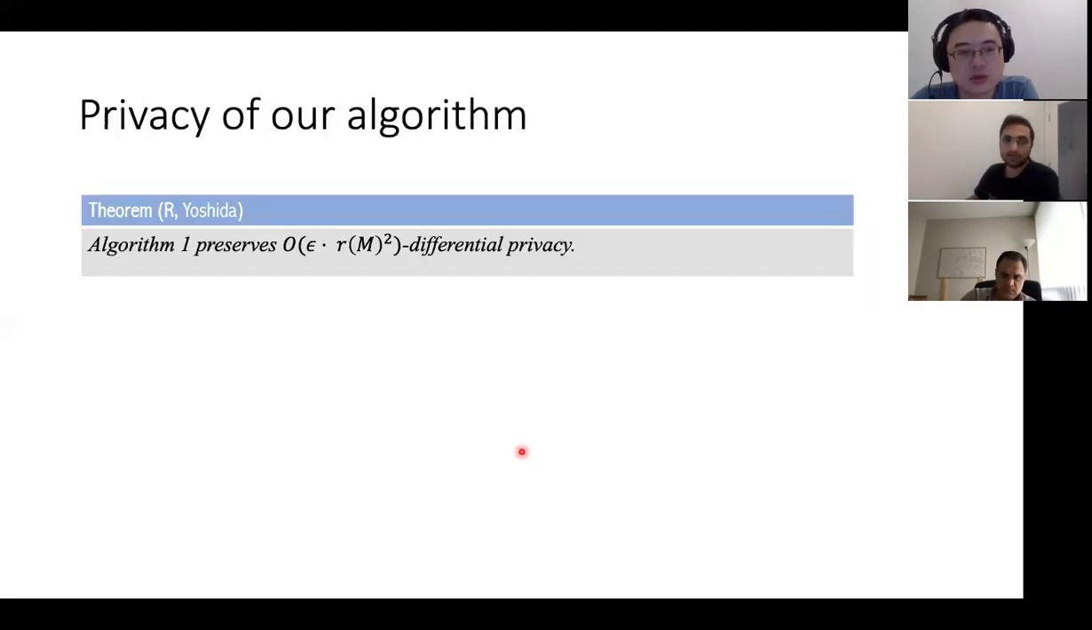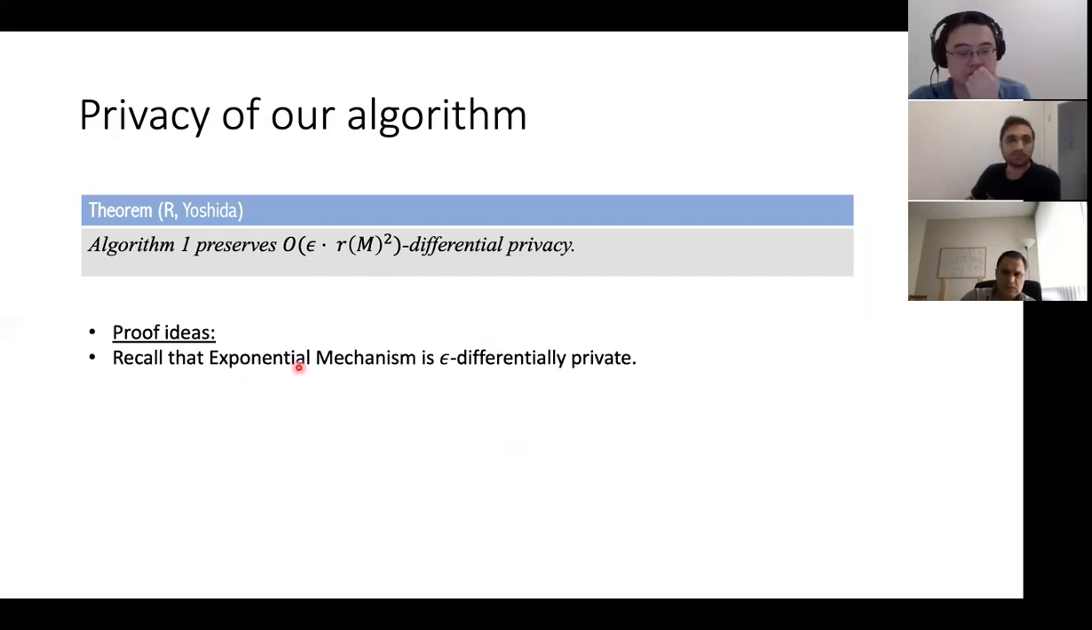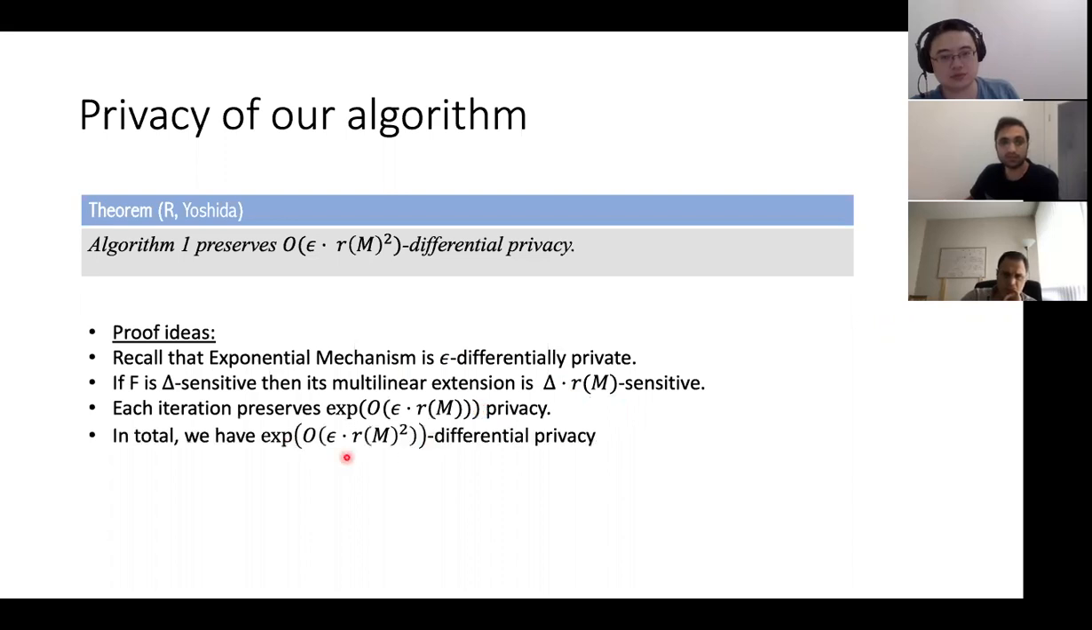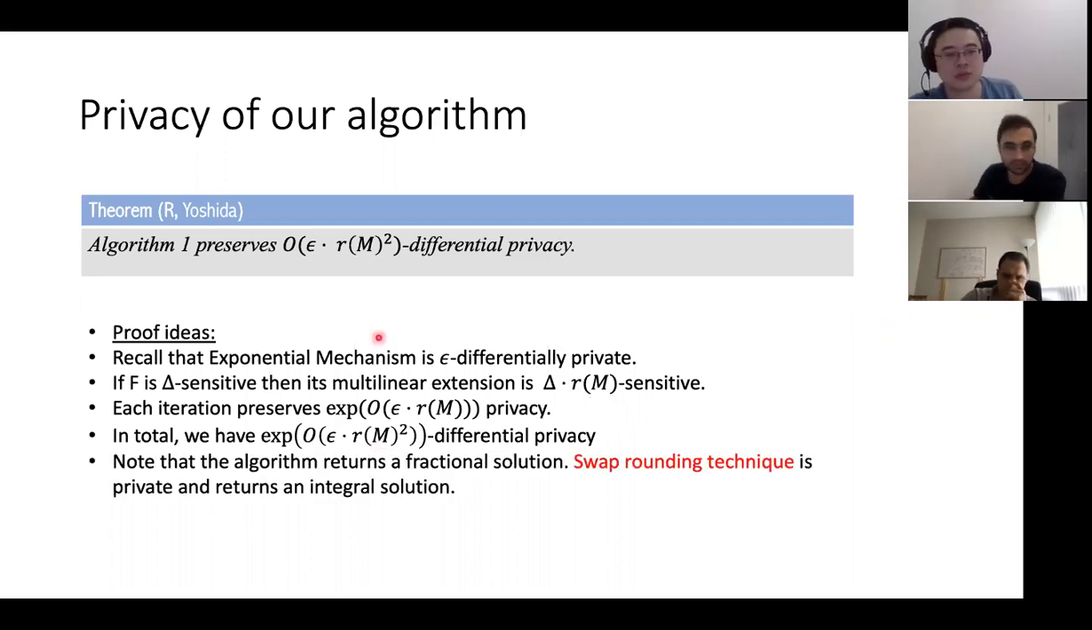Okay. And the privacy: it has epsilon times rank of matrices squared privacy guarantee. Recall that the exponential mechanism was epsilon differentially private, and we use this exponential mechanism for T rounds, where we can set T to be the rank of the matrix. And if the original function is delta sensitive, its multilinear extension is delta times Rm sensitive. So putting everything together, we end up with privacy epsilon times Rm squared. And recall that the algorithm at the end returns a fractional solution, but as I said, we can turn this fractional solution into an integral solution using the swap rounding technique, which is a private technique.